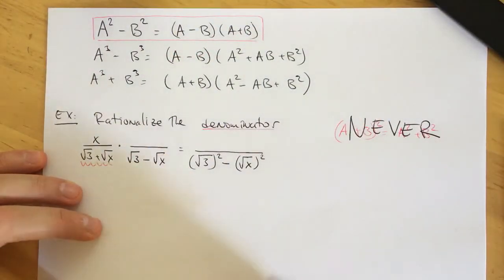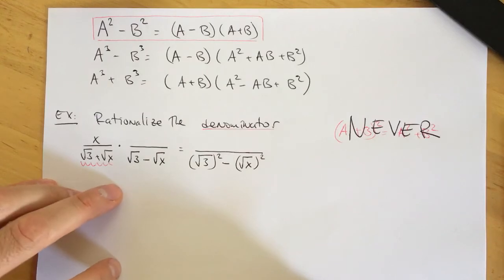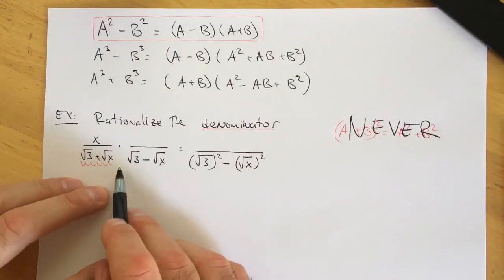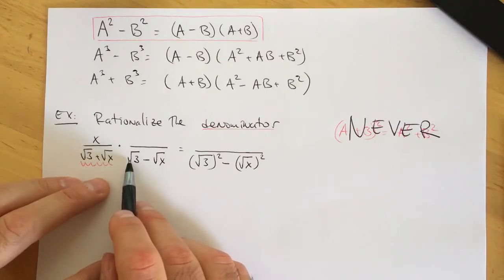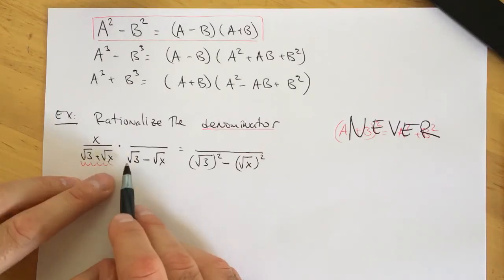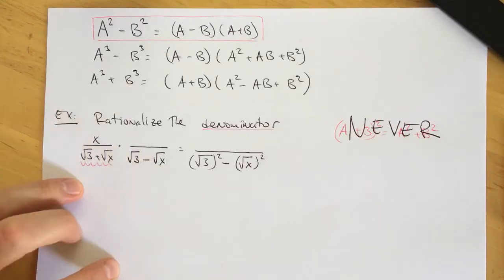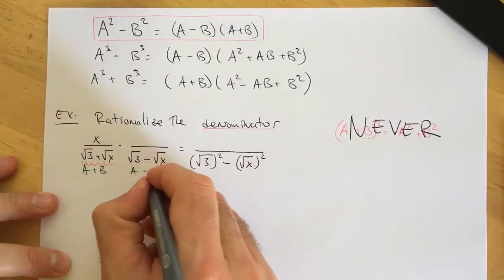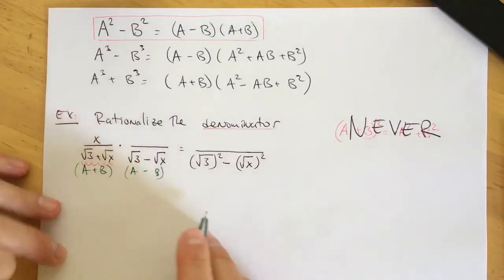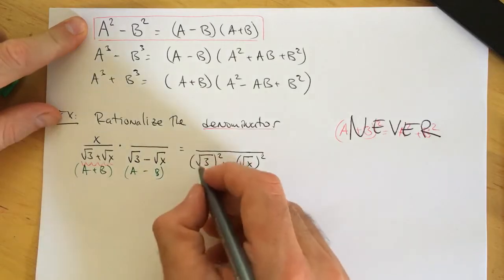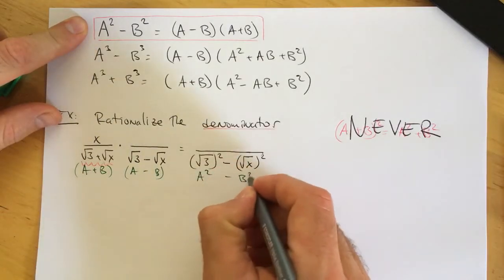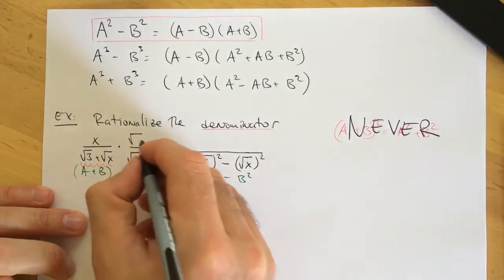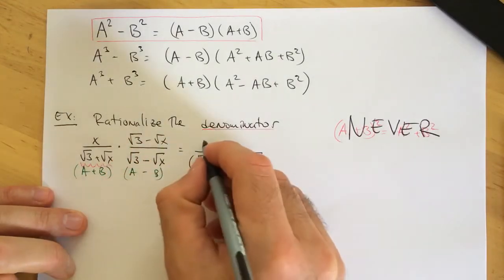I'm pretty sure you have heard this expression up until now. So the conjugate is when you change only one sign in the expression, right? So you have square root of 3 plus square root of x, and I multiply by square root of 3 minus square root of x. So if this is your a plus b and this is your a minus b, by the difference of squares formula you get a squared minus b squared.